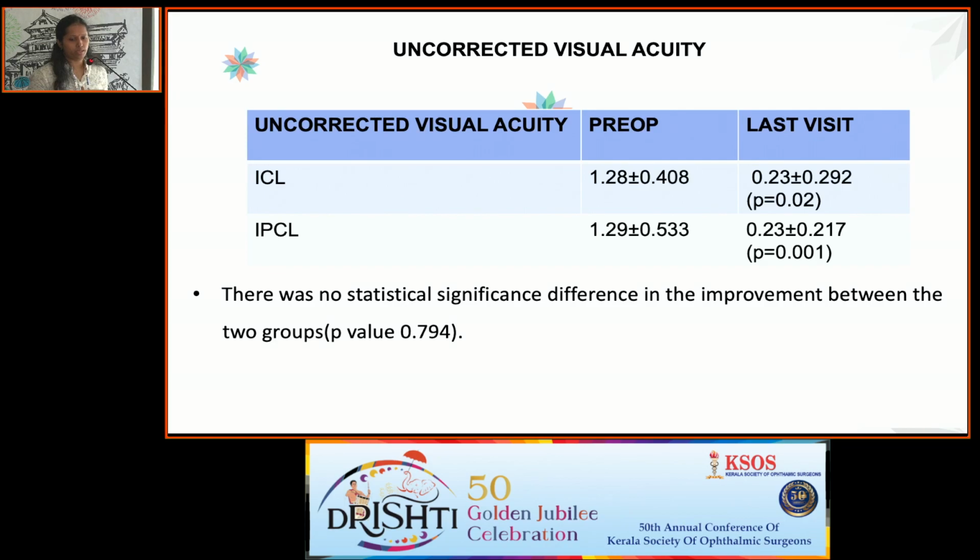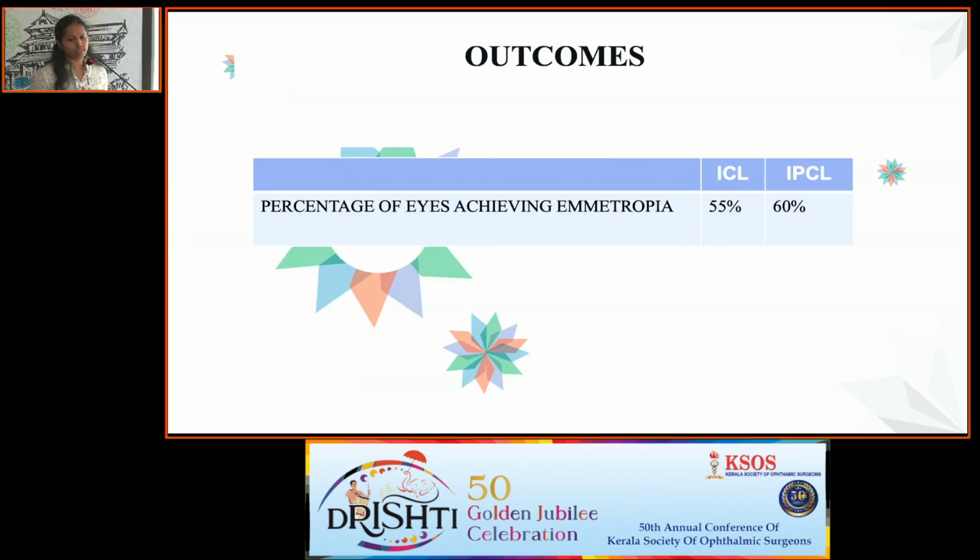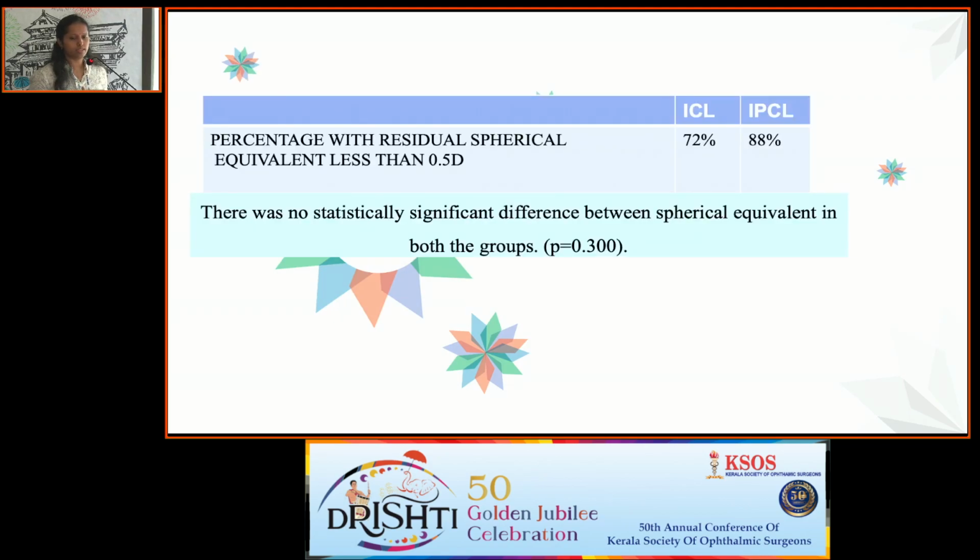The uncorrected visual acuity in both groups showed statistically significant improvement from a preoperative logMAR of 1.28 to a postoperative logMAR of 0.23. In this graph, we can see that 85.4% of the ICL and 78.8% of the IPCL eyes maintained their preoperative BCVA or had a gain of lines in the postoperative UCVA compared to the preoperative BCVA. The percentage of eyes achieving emmetropia was 55% in the ICL and 60% in the IPCL. Those with a spherical equivalent within 0.5 diopter were 72% in the ICL and 88% in the IPCL, and there was no statistical significance between them.